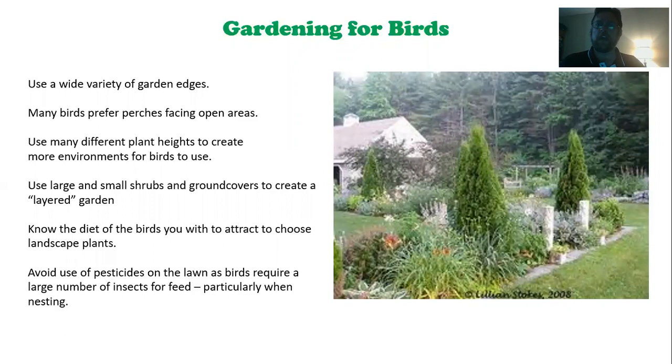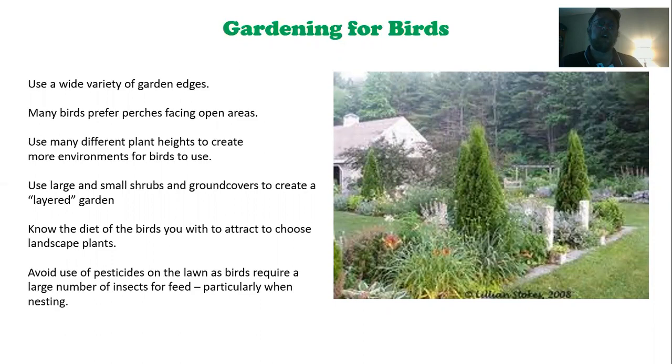They really like perches that face out into open areas so they can scan the environment for any food sources. And different species like to be at different heights in the landscape. So having different plant heights allows you to create more environments for a greater diversity of birds. So use large and small shrubs and ground covers as a way to present that layered environment. Of course, you do want to know the diet of the birds you're trying to attract.